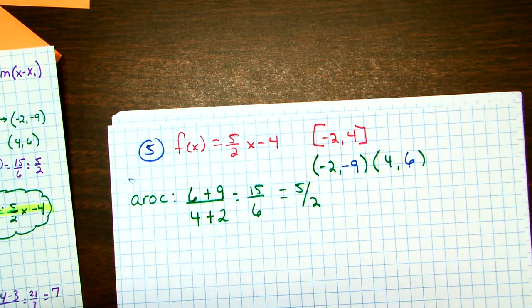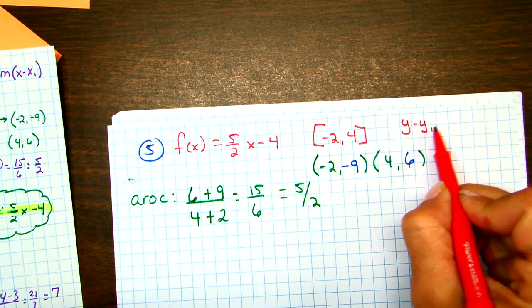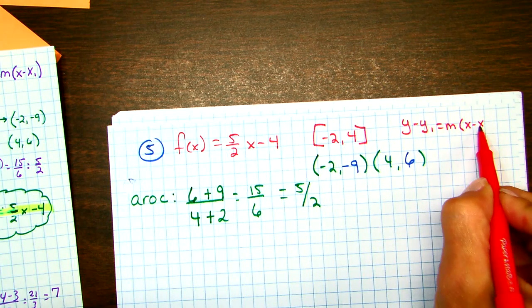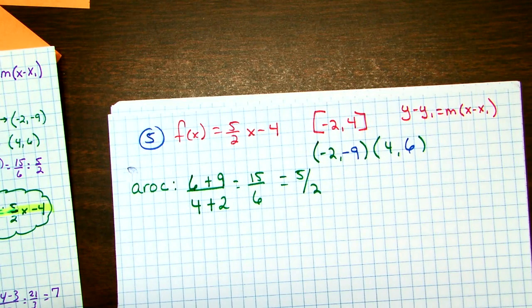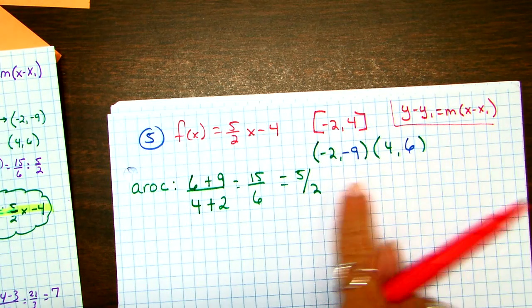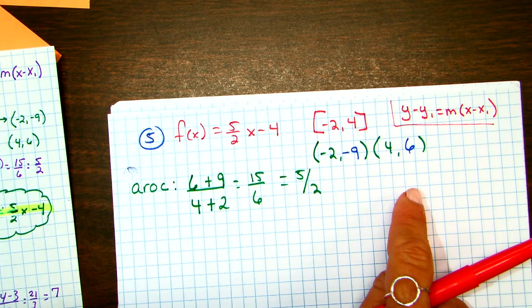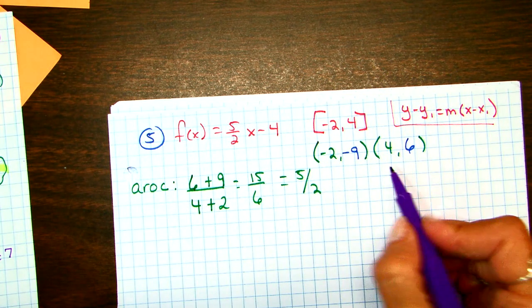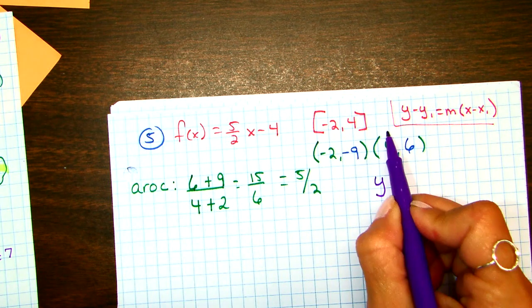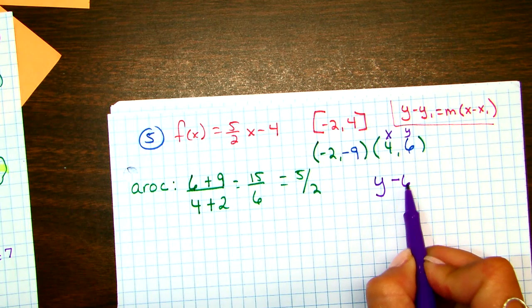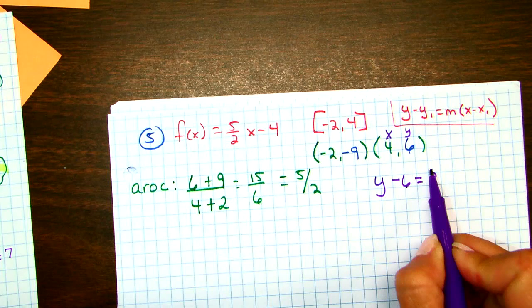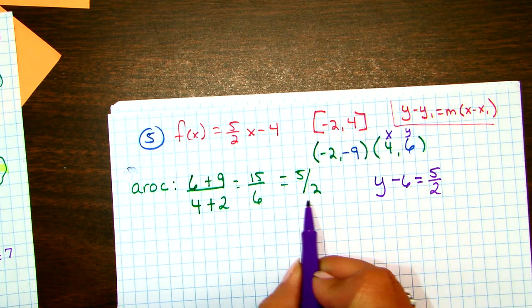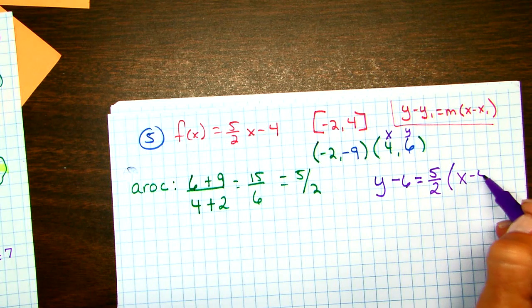Now we're going to use our point slope form. I'll write it again for you if you need me to. Try to help you so you don't have to flip around so much. So we're going to plug right into this equation. Which point do I have to use? Trick question. I don't have to use anyone. I can use either one that I want. I like non-negatives. I like positives. So I'm going to use this point right here. Y minus 6 equals 5 halves, that's my slope, x minus 4.